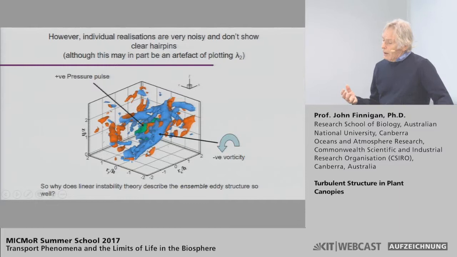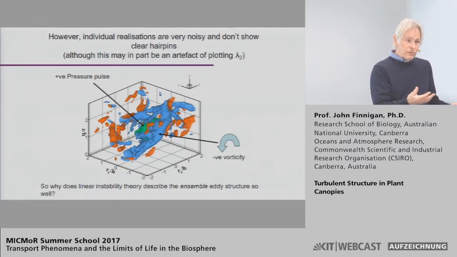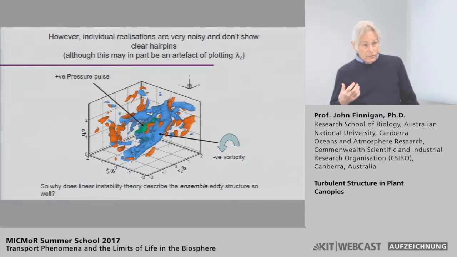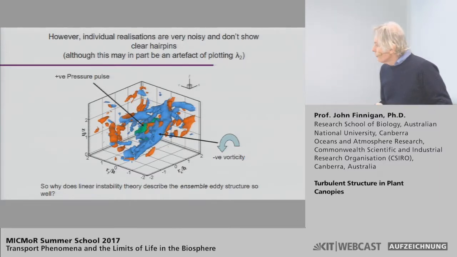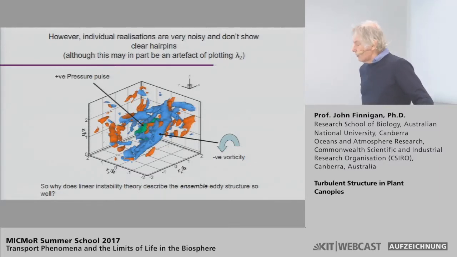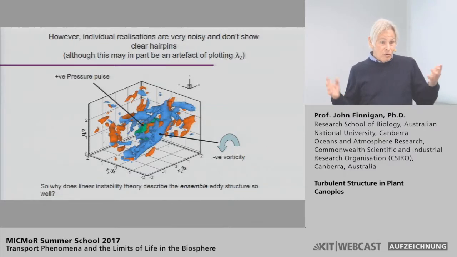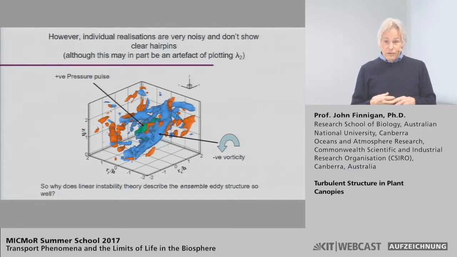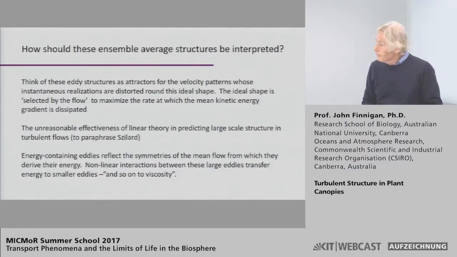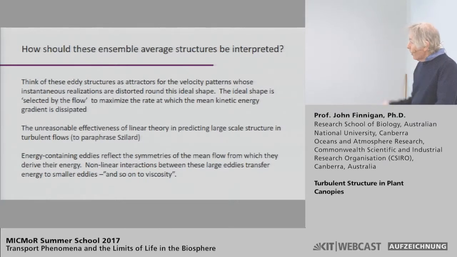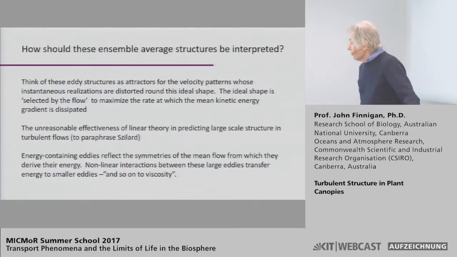So all of those instability mechanisms I described really come from linear stability theory. Well, the Stewart vortices is nonlinear, but nevertheless, it's sort of mathematics. So we can ask, why does linear instability theory describe this complicated structure in what's a clearly very nonlinear environment, the turbulent flow? And how should we interpret these ensemble average structures?